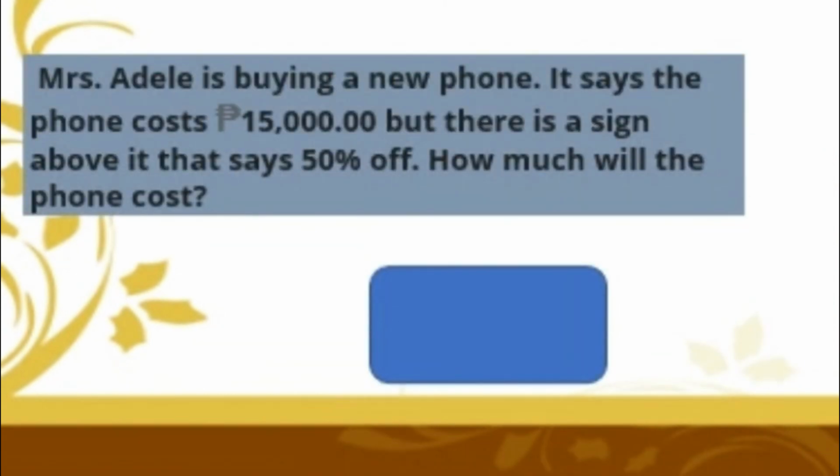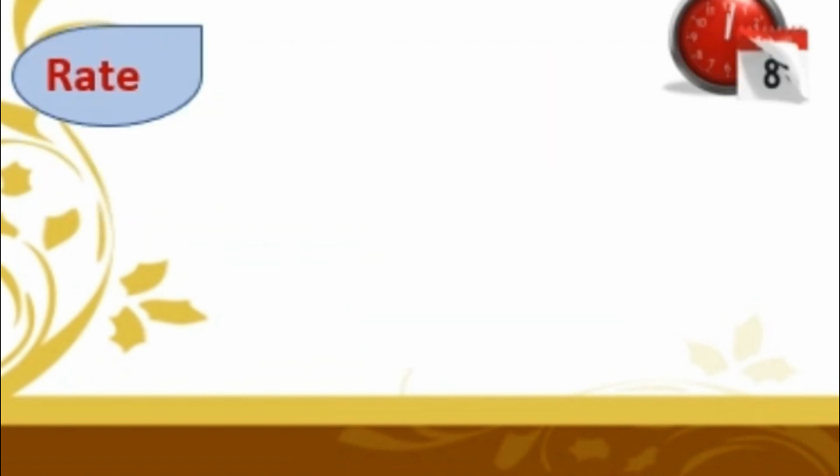Okay. So, I have one problem, preliminary problem. So, the student will read the problem and then answer the question. So, the answer is 7,500. That is the 50% of 15,000. Just simply multiply 15,000 times 0.50 or 50%. So, half ng 15,000 is 7,500.